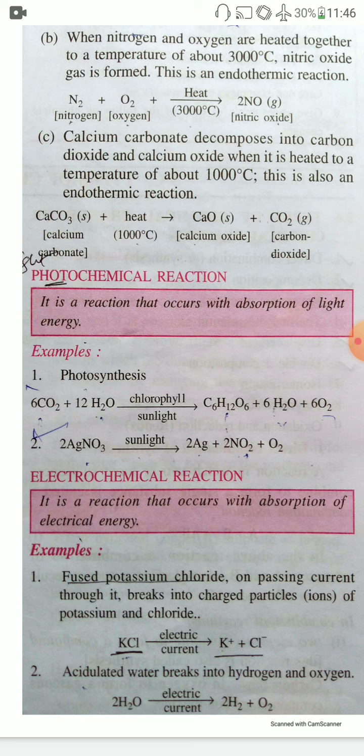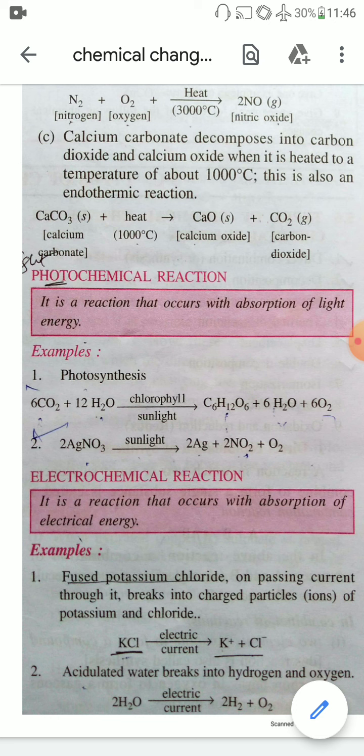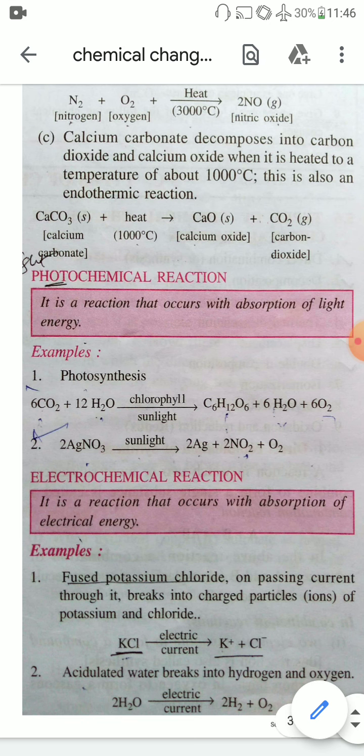Now electrochemical reaction. It is a reaction that occurs with the absorption of electrical energy. Example of electrochemical reactions. First, fused potassium chloride on passing current through it breaks into charged particles, that is ions, of potassium and chloride. If you pass current through KCl, you will get potassium ion, K plus, and Cl minus ion. So this is an electrochemical reaction.